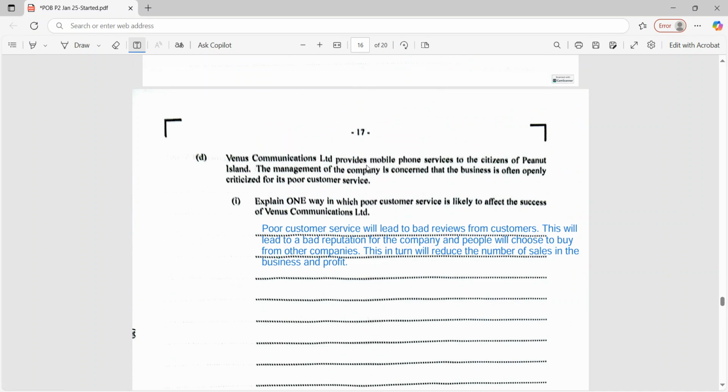Now, Venus Communications Limited provides mobile phone services to the citizens of Peanut Island. The management of the company is concerned that business is often openly criticized for its poor customer service. We should explain one way in which poor customer service is likely to affect the success of Venus Communications Limited.